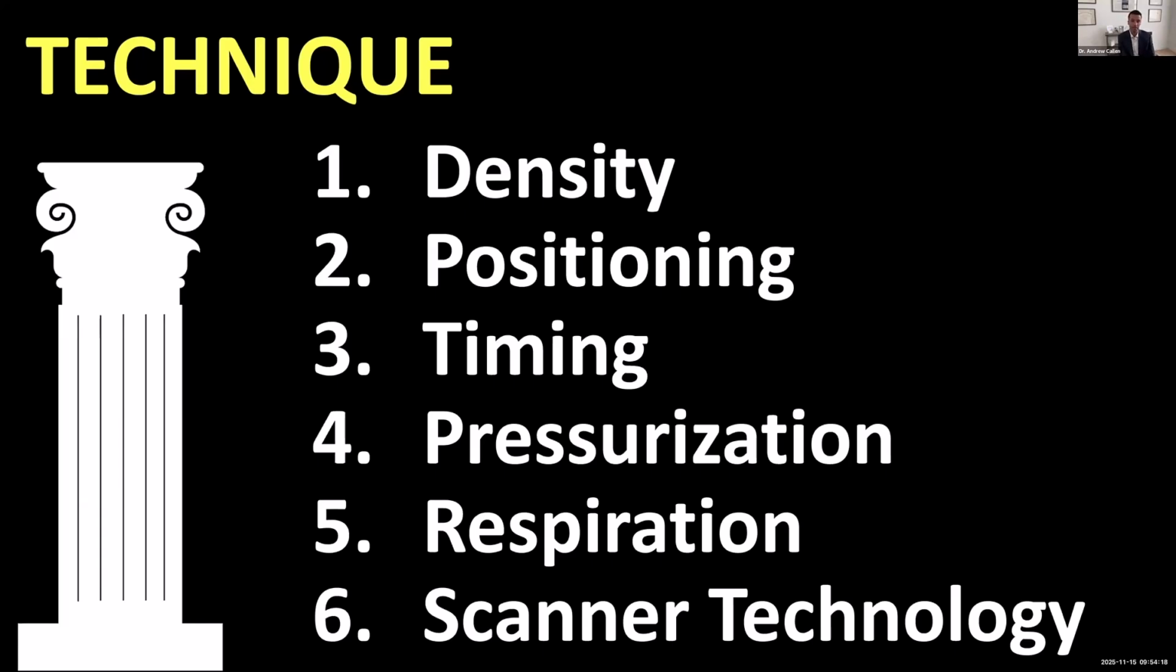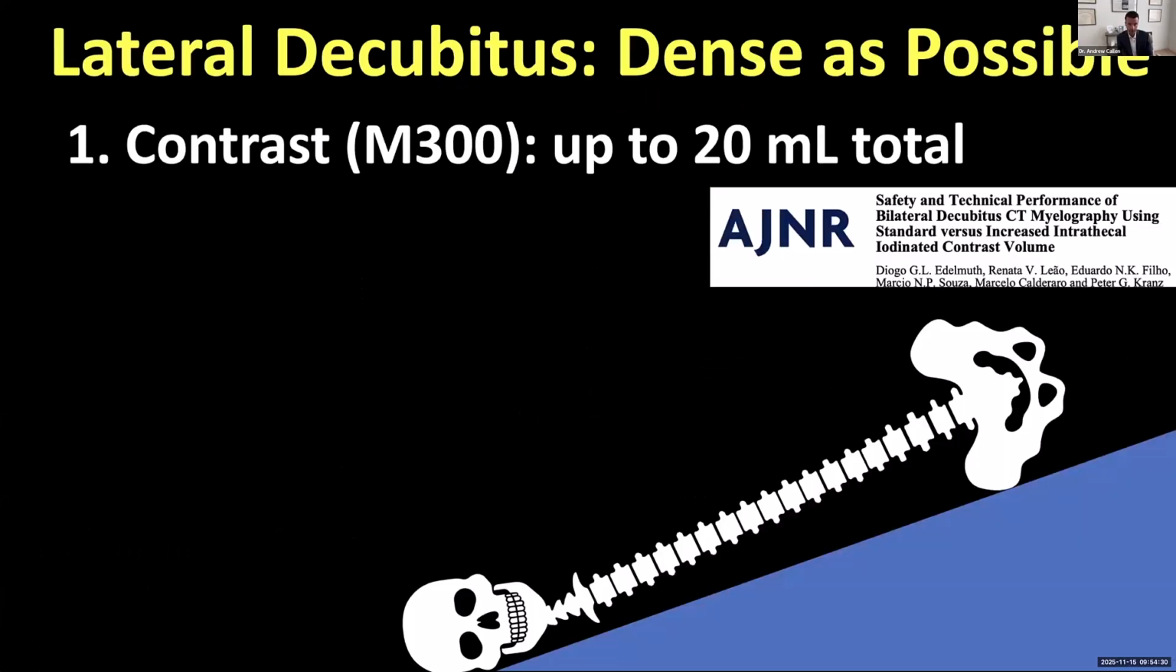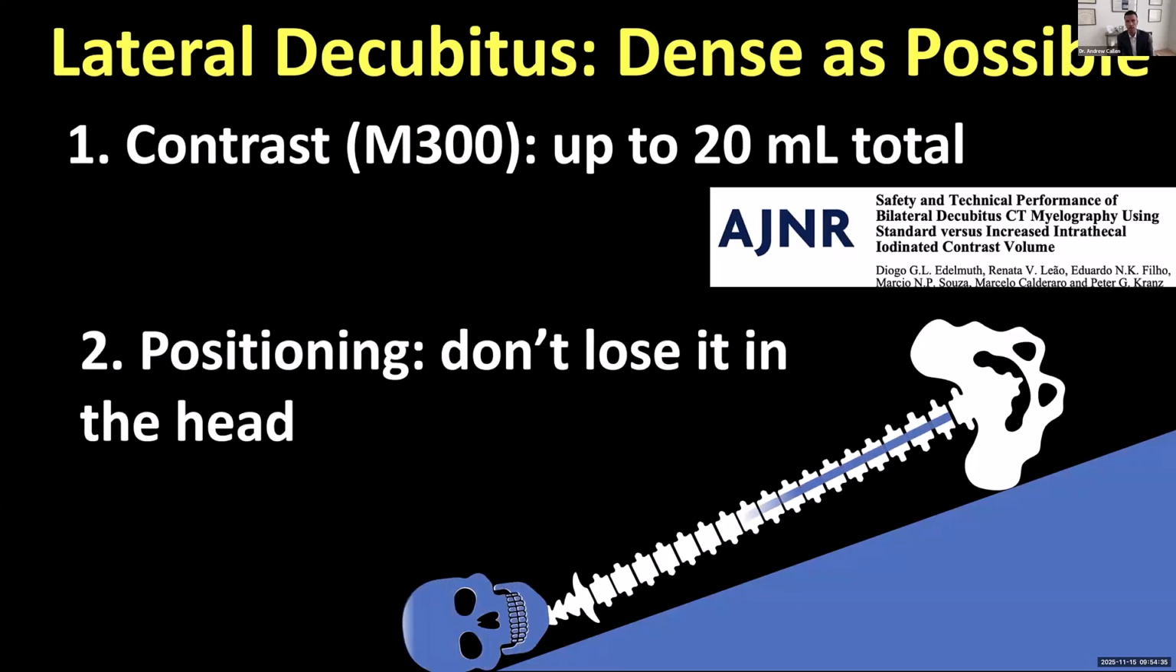We're going to talk about density, positioning, timing, pressurization, respiration, and scanner technology. We know now that the number one priority in dynamic CT myelography is to get the densest possible contrast along the dependent thecal sac. And we're going to do that in a couple ways. We're going to use very high density contrast. We're going to use more contrast than we might use for a normal CT myelogram.